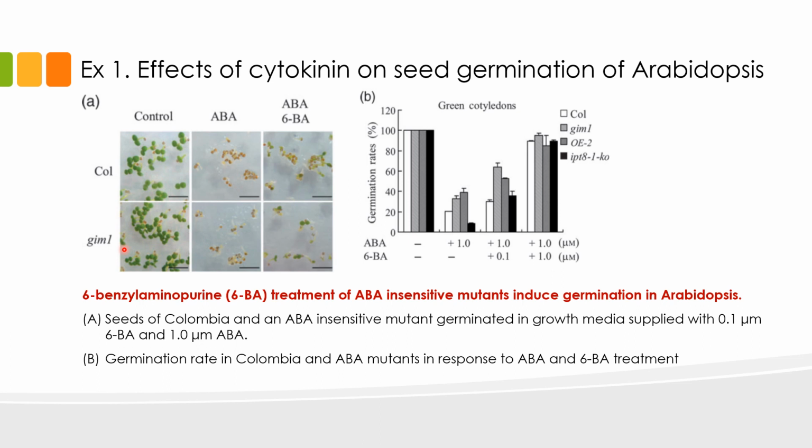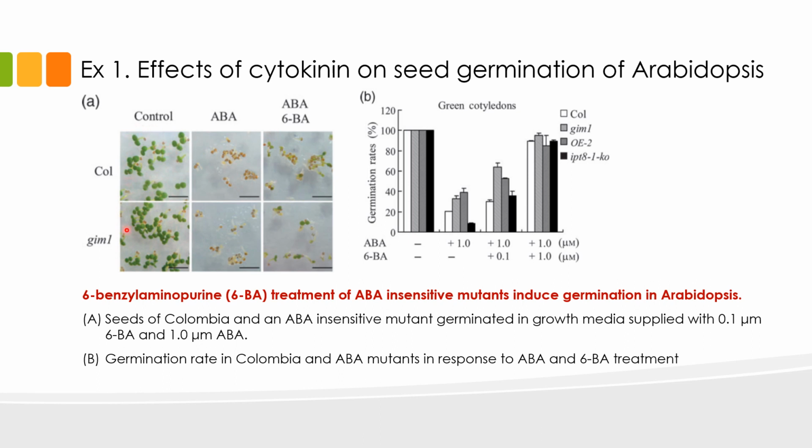In this experiment, seeds were grown in a plain growth media, or control, in a growth media supplemented with ABA, which is a known germination inhibitor, or in a growth media supplemented with ABA and 6-benzylaminopurine, or 6-BA. 6-BA is a synthetic cytokinin.